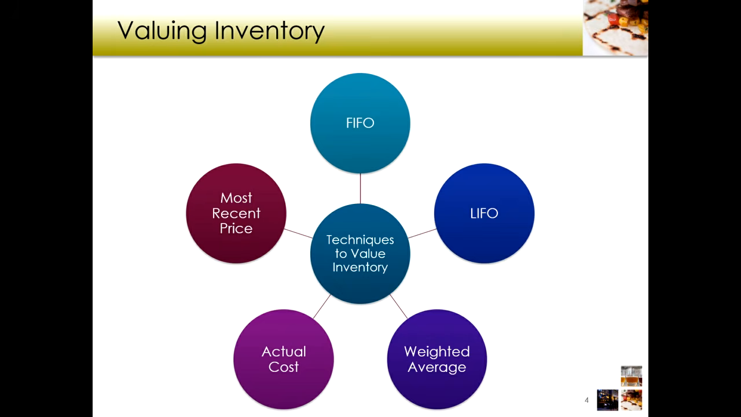So we're going to do 4 videos. The first one, this one, we're going to talk about FIFO. Then I'll do LIFO, weighted average, and most recent price. I'm not going to do one for actual cost because the actual cost method is the same as FIFO if you're rotating your products properly. With actual cost, you would label the case or the products with the price when they came in, right?